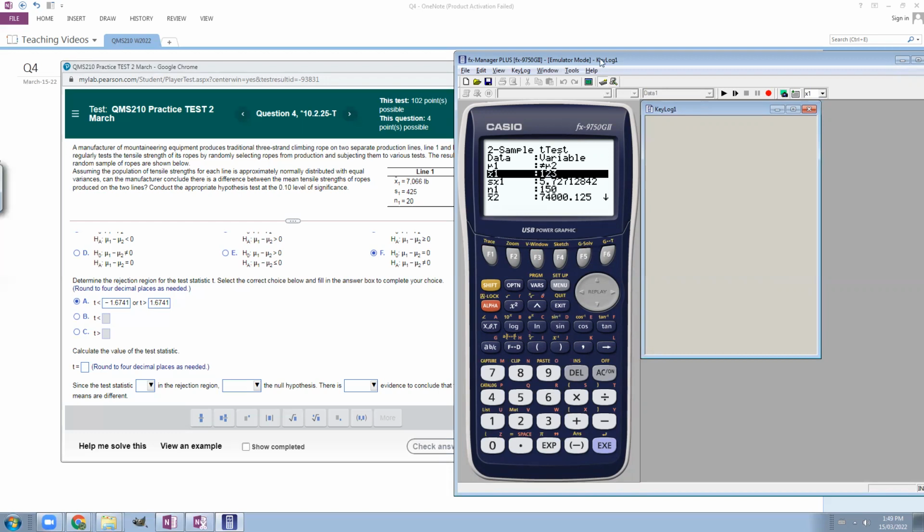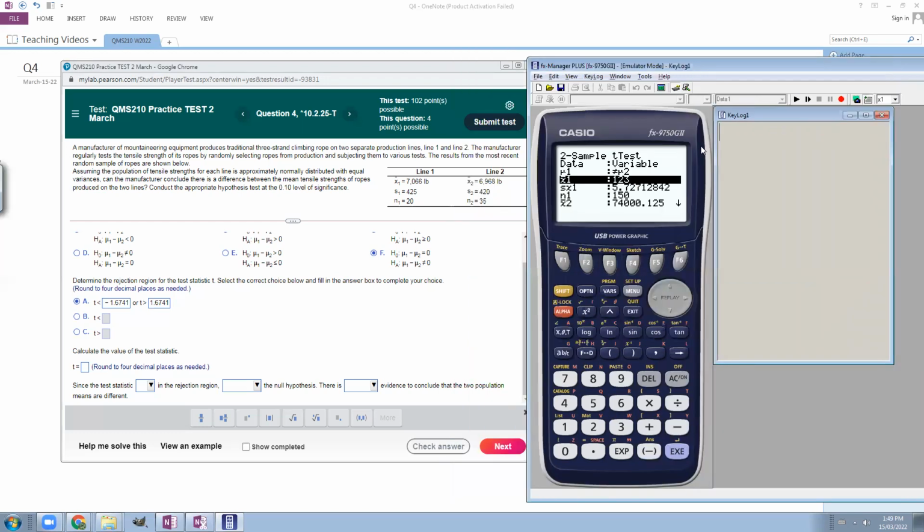And now we just have to put in all the numbers they give us. So they gave us 7066, 425, 20, 6968, 420, 35. Pooled is on. This is a pooled test because it says equal variances. And then we run that and we get our test statistic t is 0.82887. So rounding to 4 decimal places, we get 0.8289.